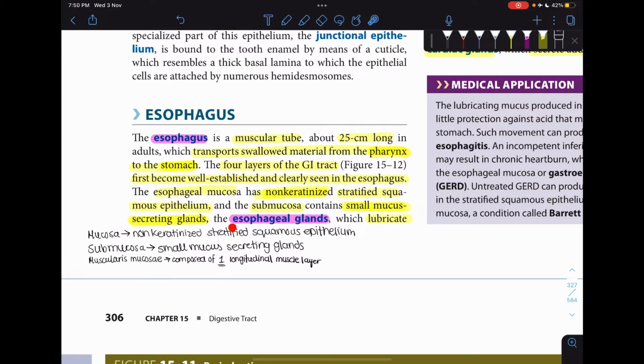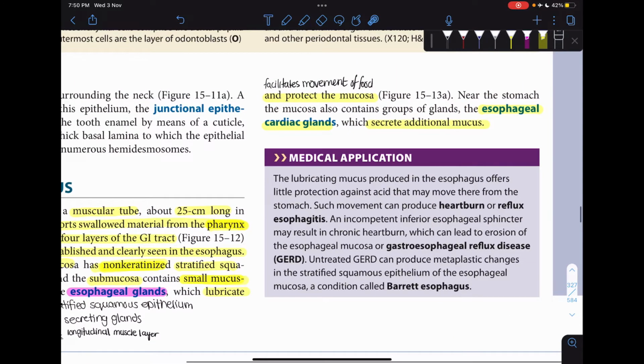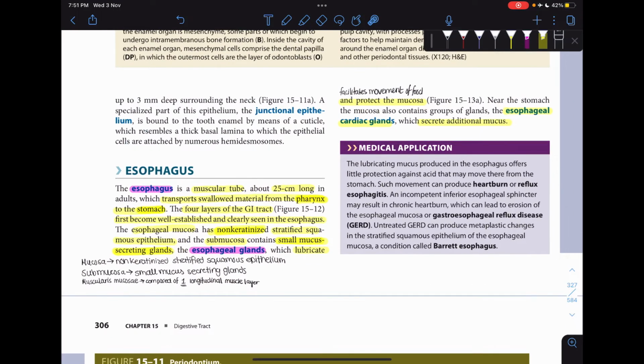And these esophageal glands نفس ما حكينا هلا they secrete mucus. And the function of the mucus here is to lubricate and protect the mucosa. And it also facilitates the movement of food down the esophagus. وعندنا كمان towards the end of the esophagus near the stomach في كمان a group of glands اسمهم the esophageal cardiac glands, and these also secrete additional mucus. The muscularis mucosa of the esophagus is composed of one longitudinal muscle layer.